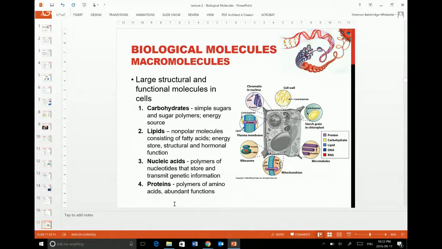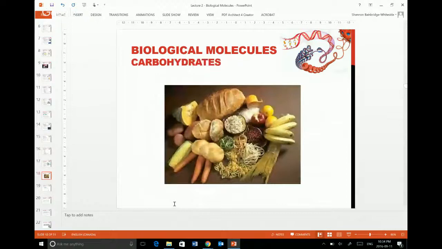Nucleic acids are long polymers of nucleotides whose purpose is to store and transmit genetic information. So it's storing our genetic information in the context of DNA, and it's translating that information into the formation of proteins through RNA. And finally, a really big class of macromolecules is proteins. Proteins are polymers of amino acids, and they have enormous numbers of functions. So let's start off by talking about the carbohydrates.